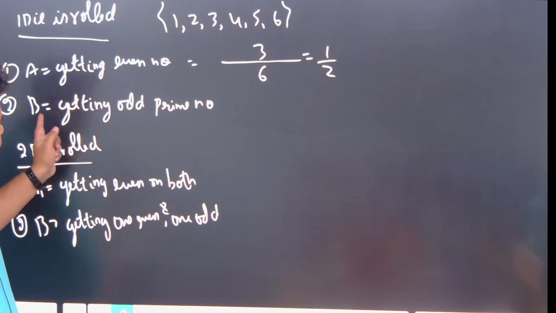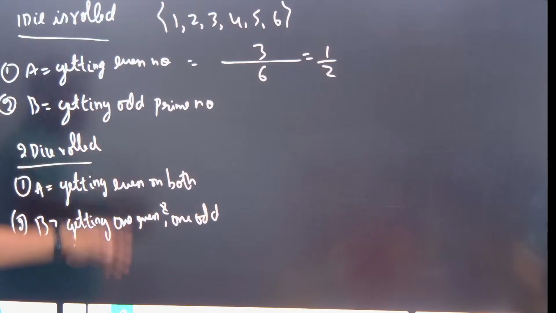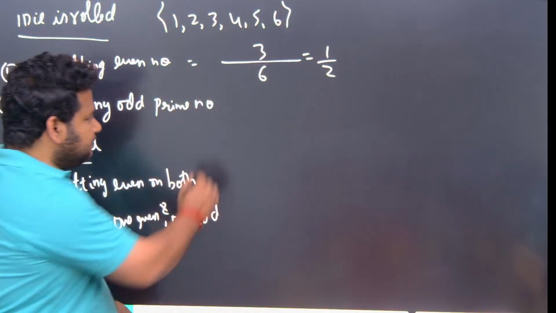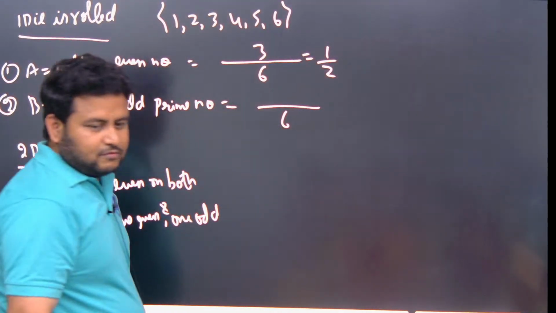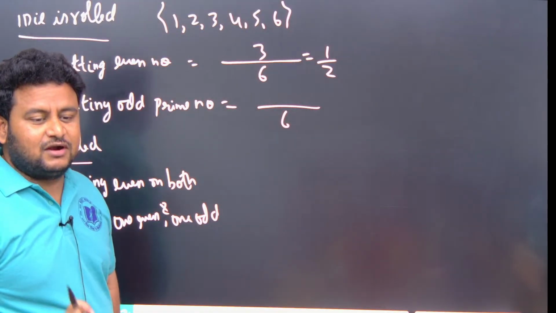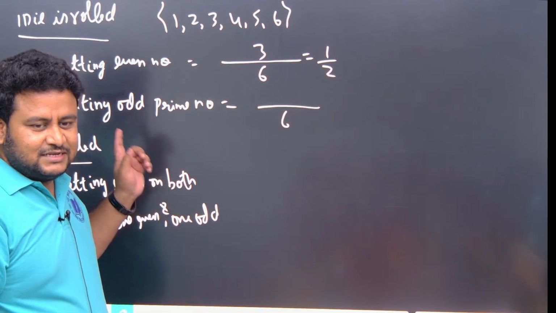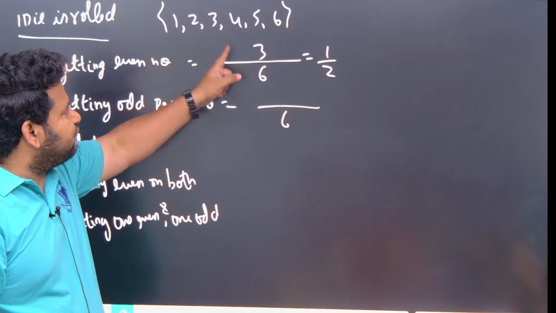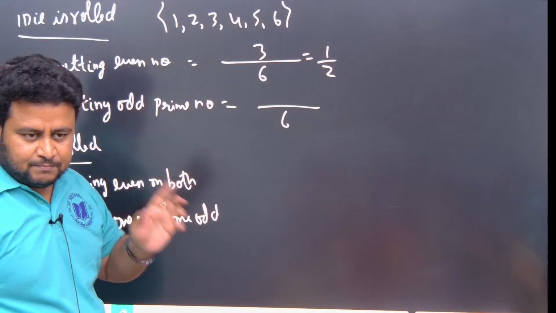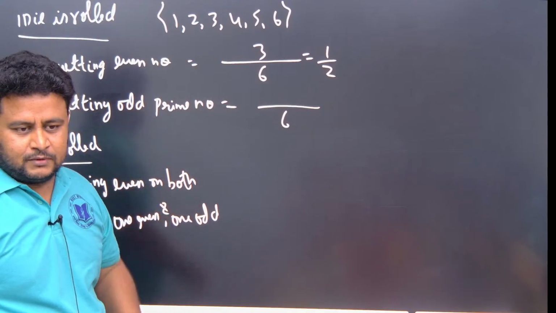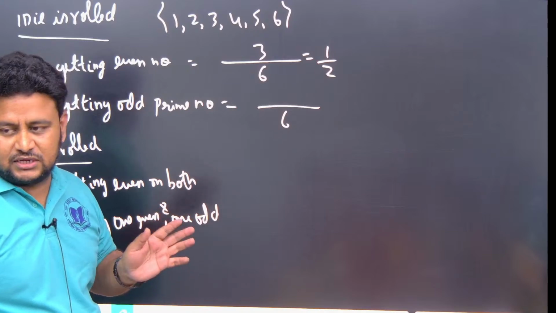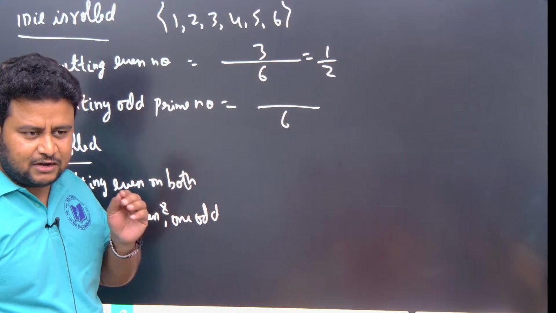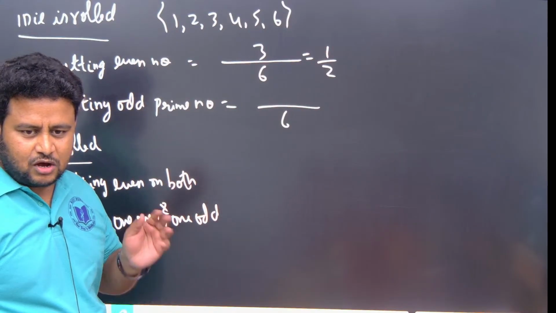See here. They are telling getting an odd prime number. So it should be an odd number and it should also be a prime number. The denominator should also be 6. 1 will not come. That is why I am telling you to focus. I am saying odd prime. Odd prime means 3 and 5, and 1 is not at all a prime number. Prime numbers always start from 2. The least prime number is 2. 1 is neither prime nor composite.